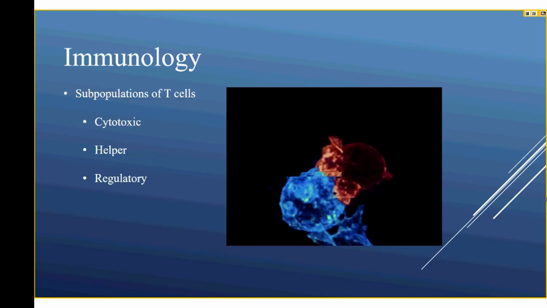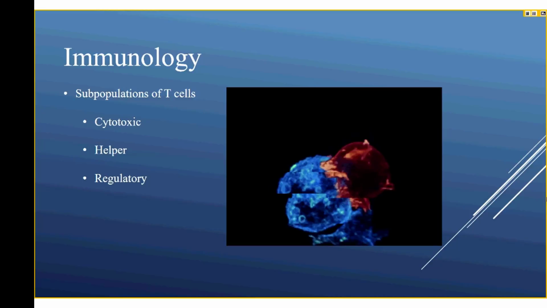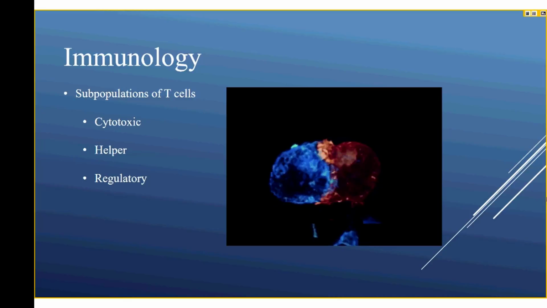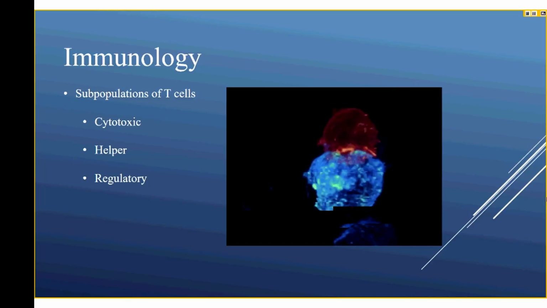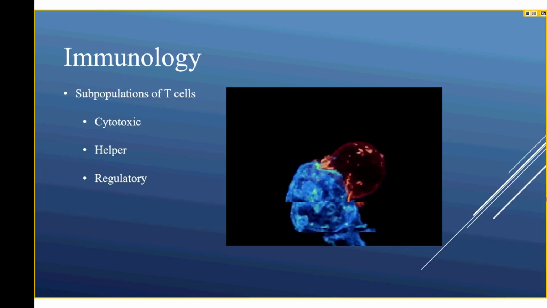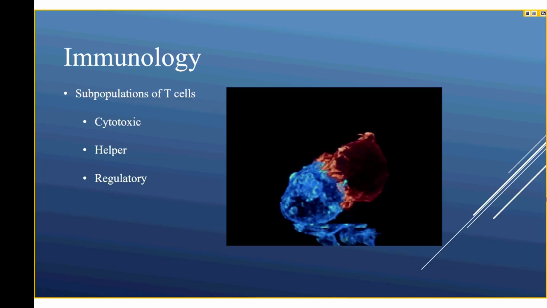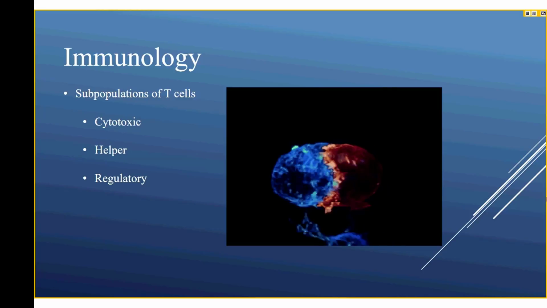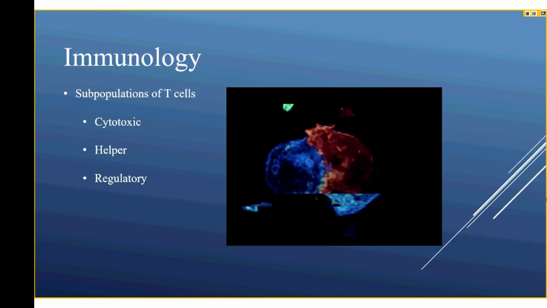So we are currently focusing on T cells and the 3 main subpopulations of T cells, which begin with cytotoxic T cells. This GIF shows a cytotoxic T cell killing abnormal or foreign cells. There are also helper T cells that help the immune system, and regulatory T cells, which is what we are focusing on, and they regulate the immune system.